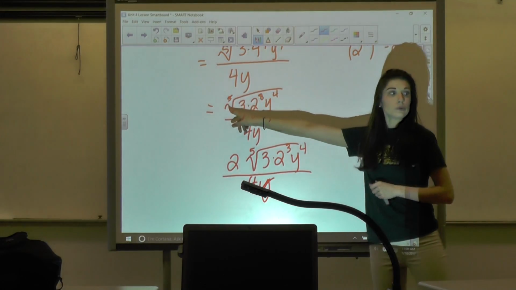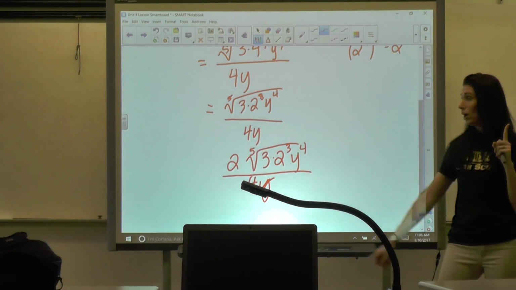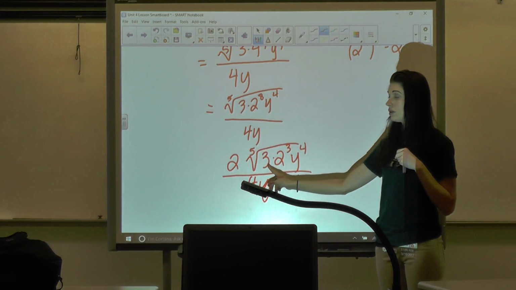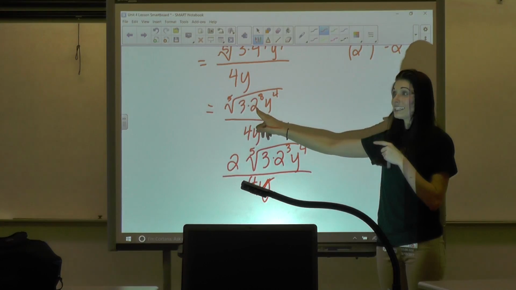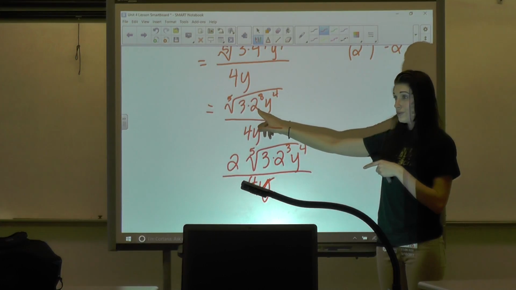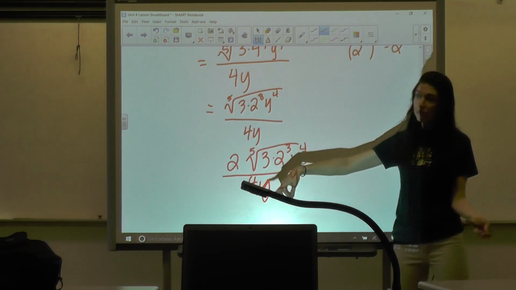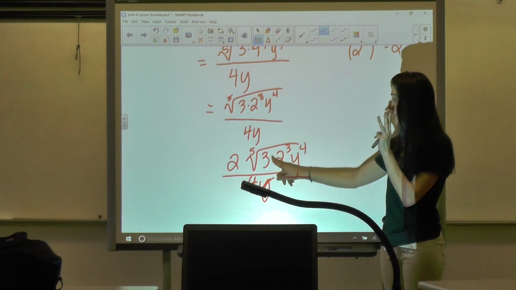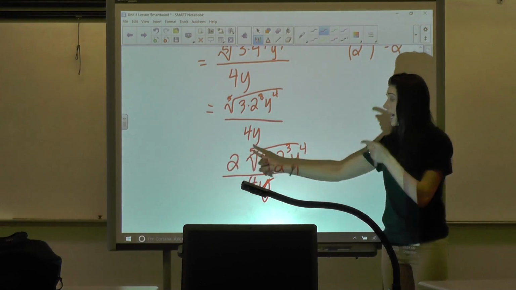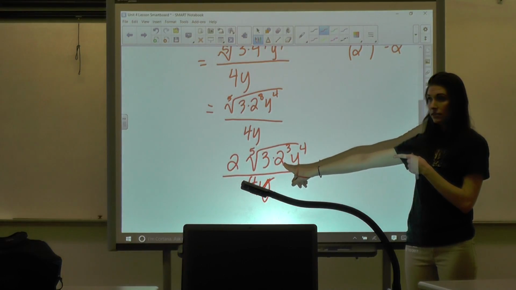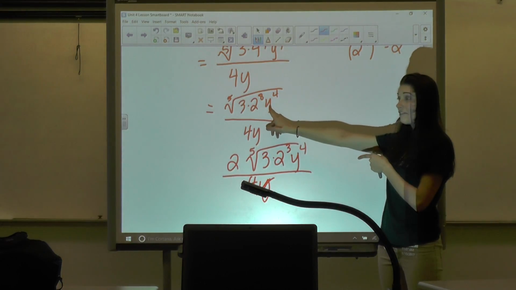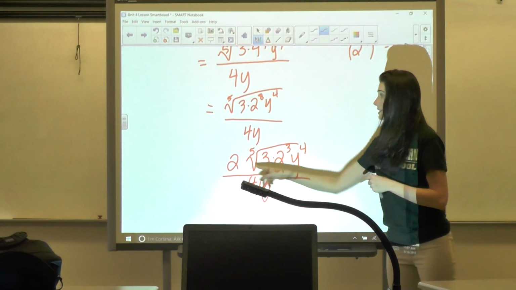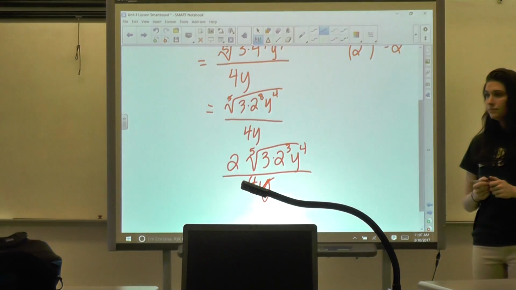It's a 5th root, so you need 5 of something to bring 1 out. We do not have 5 3s, so that stays under the radical. We have at least 5 2s. So how many times will 5 go into 8? Once. How many would be left over? 3. So I brought 1 2 out and left 3 2s on the inside. I do not have 5 y's, so 4 of those y's stay under. And this is over 4y.